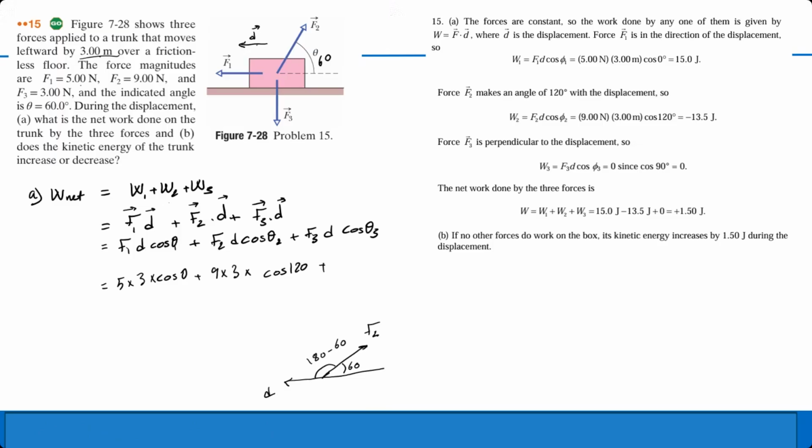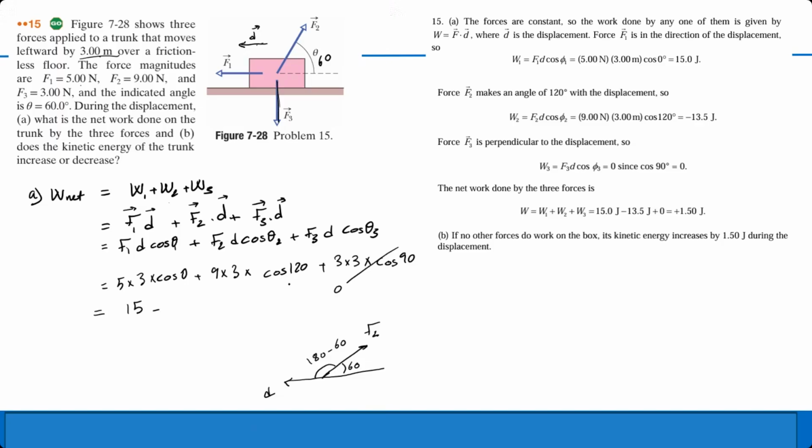If you look at F3, F3 is vertically downwards, whereas D is to the left. So the angle between them is 90, and cosine 90 is basically 0. And remember, we discussed that any force which is perpendicular to the motion, such as F3 here, F3 is vertical and D is horizontal. When the force is perpendicular to the motion, it doesn't do any work. So this will cancel out to 0, and we can find the work done by the other two forces. This will give me 15.